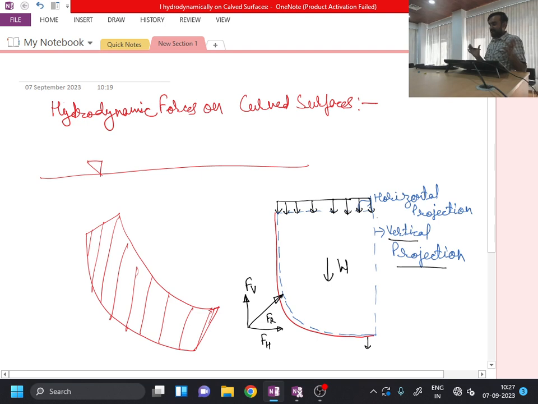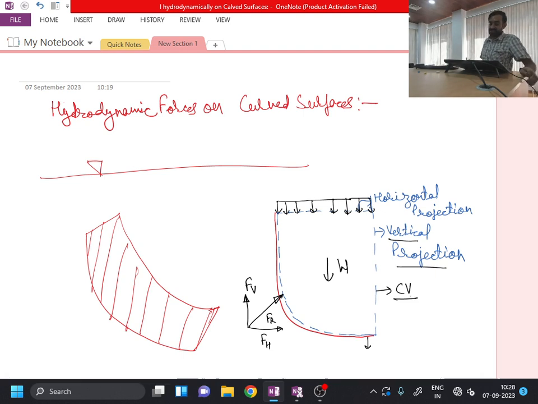Now, as per the second approach, what I can do is take the volume of the liquid which is just resting over this curved surface. So I have considered that volume of liquid, and with the help of this blue colored dashed line, I have drawn a control volume over here. Now, if I can estimate the forces acting on this control volume, then I can ultimately determine the forces which this liquid is applying on the curved surface.